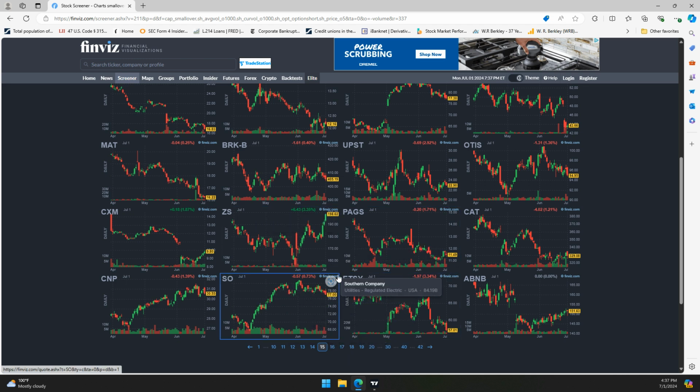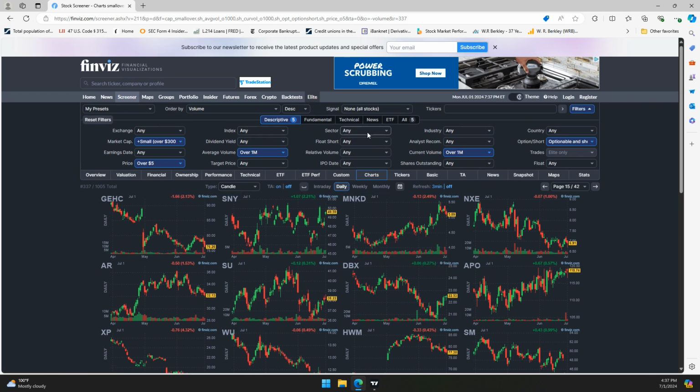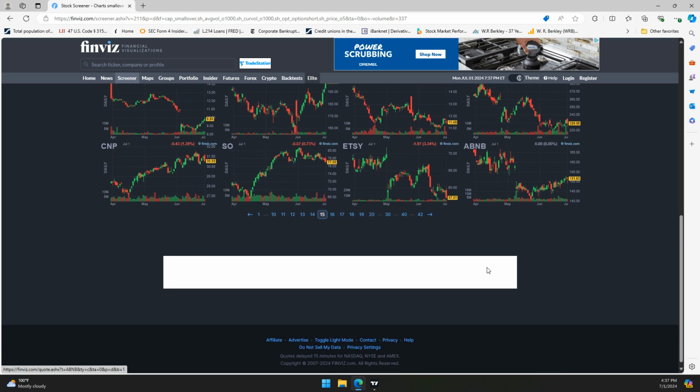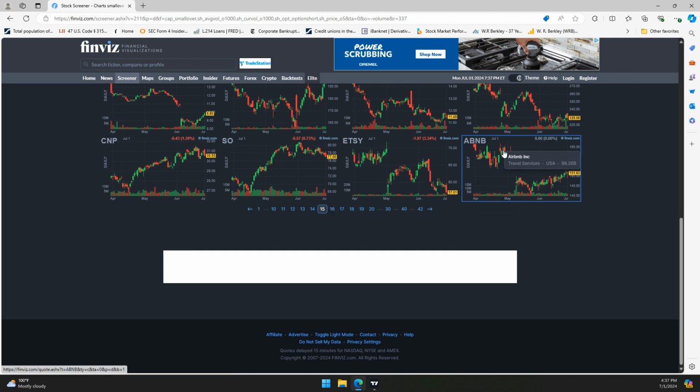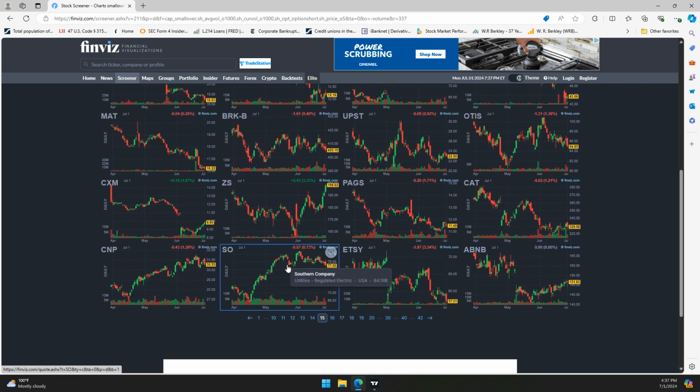So we're getting kind of the latter parts of these names, and once you start getting to these, I usually only do like 20. You still get some, and honestly, a way to do it if you really just want to keep it as simple as possible, just do tech. You can run through tech names really quick because those are going to be your liquid names. But I mean, we're still getting Airbnb, Etsy. SO is a reliable one for utilities.